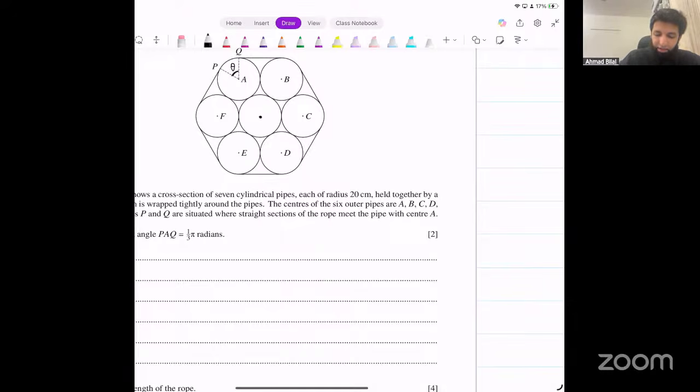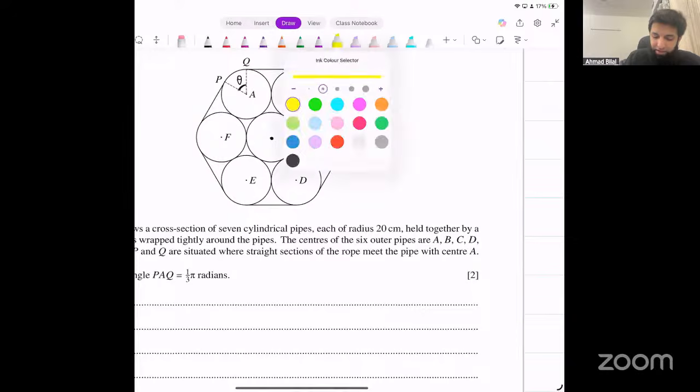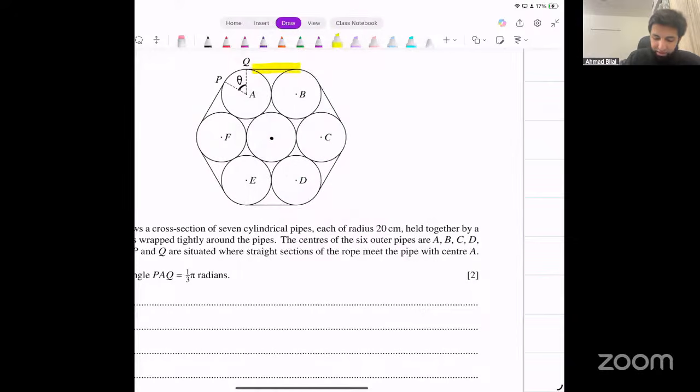We need to find this particular angle here, okay? They want us to show that this is pi over 3. Now, how do you do that? We've got some straight lines. This is a straight line, this is a straight line, this is a straight line, this is a straight line. And then we've got some arcs. These are arcs. Now, one way to approach this is that we join A and F like this.